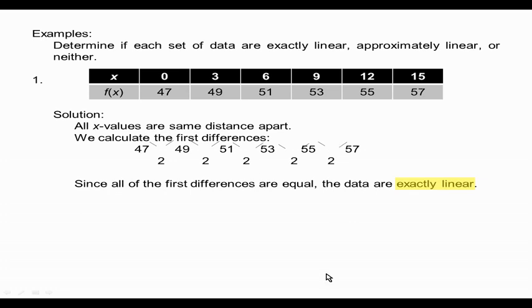Okay, number 2, I've given the ordered pairs. So I've got 2, negative 66.25, 5, negative 62.13, 8, negative 58.25, and 11, negative 54.88. So I've got ordered pairs. Instead of having a table, I have ordered pairs.